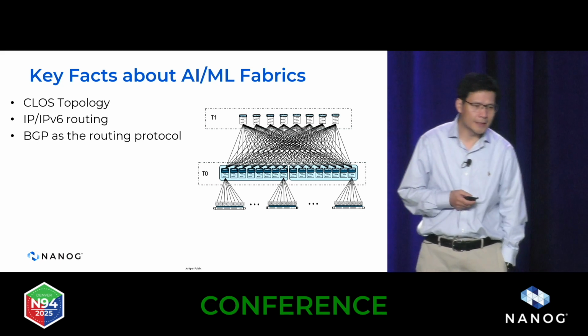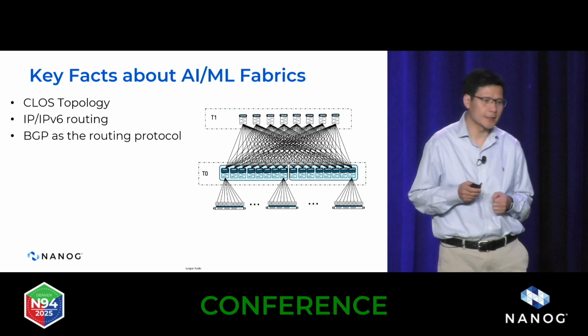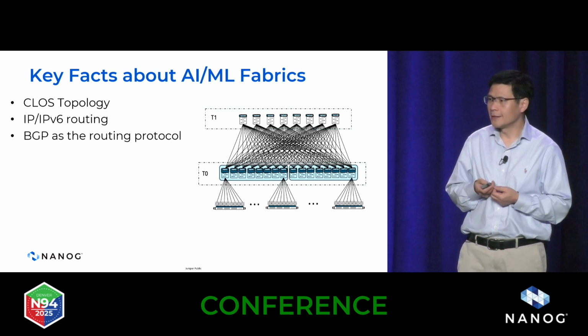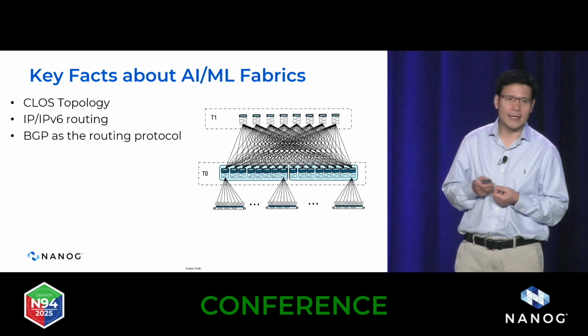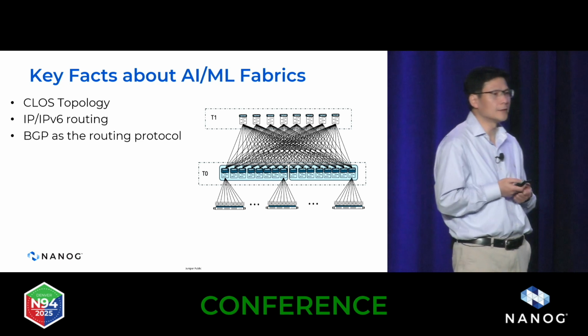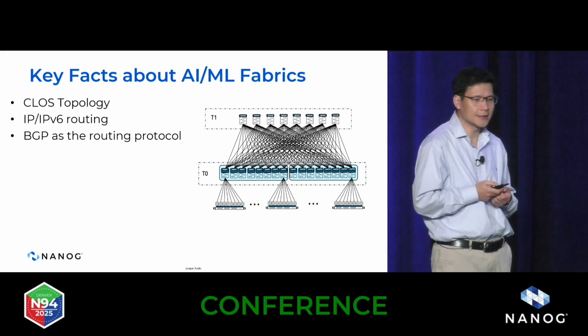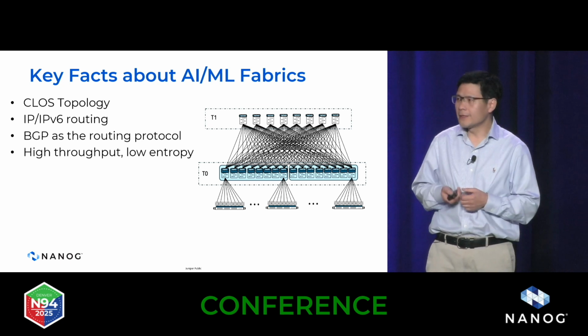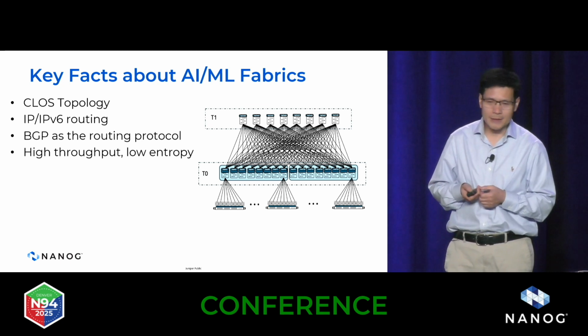So here are some of the key facts about today's AI/ML fabrics. We know they usually use the CLOS topology, and they use vanilla IP or IPv6. And usually, BGP is the only routing protocol used in these fabrics. The solutions we are going to talk about are based on these assumptions.